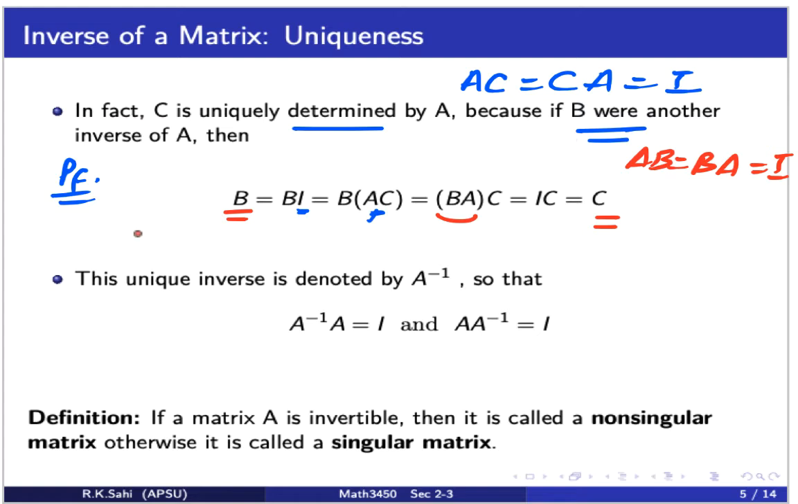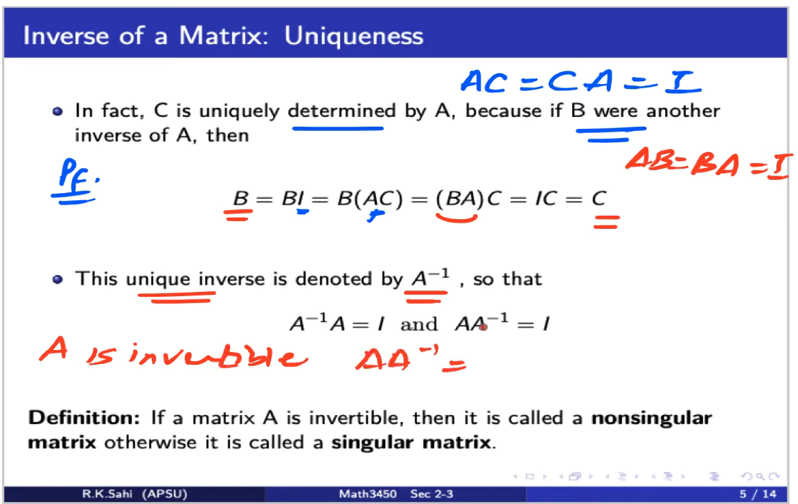Now let's look at the notation. This unique inverse is denoted by A inverse. So C, B, whatever we're saying, it is basically the inverse of A, and we represent it as A raised to the power minus 1. So it's not a power, guys, it is a notation. That's why we say A inverse. So whenever we say A is invertible, automatically you should be thinking A times A inverse equals A inverse times A equals the identity matrix.